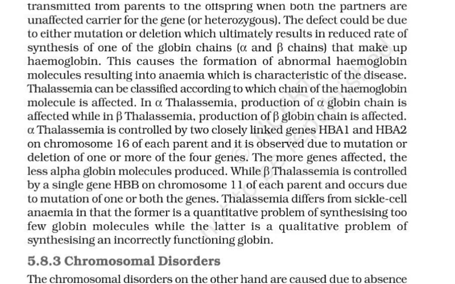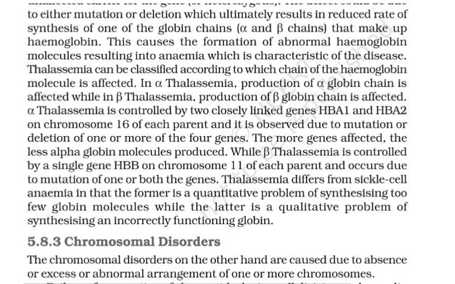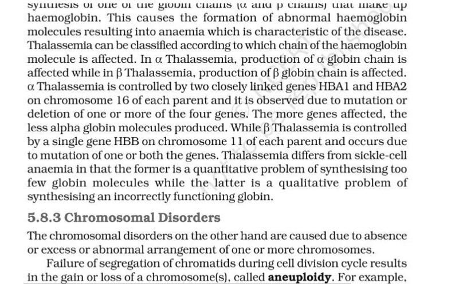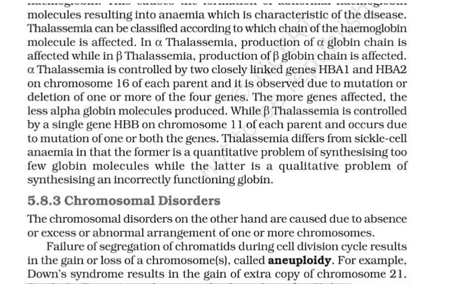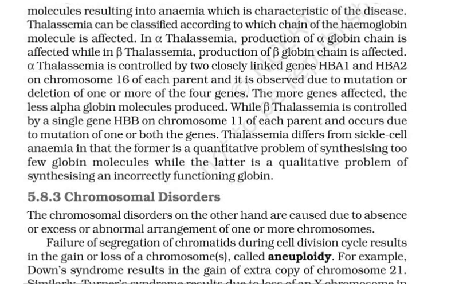Alpha thalassemia is controlled by two closely linked genes, HbA1 and HbA2, on chromosome 16 of each parent, and it is observed due to mutation or deletion of one or more of the four genes. The more genes affected, the less alpha globin chains produced.